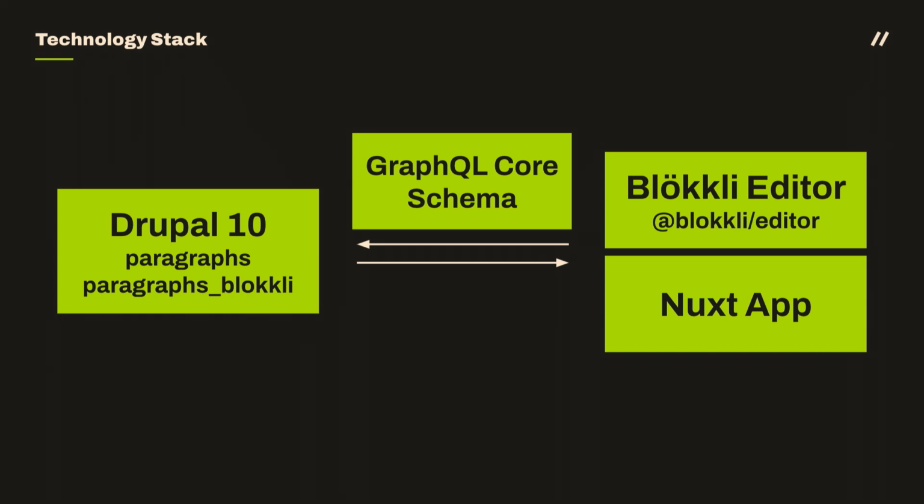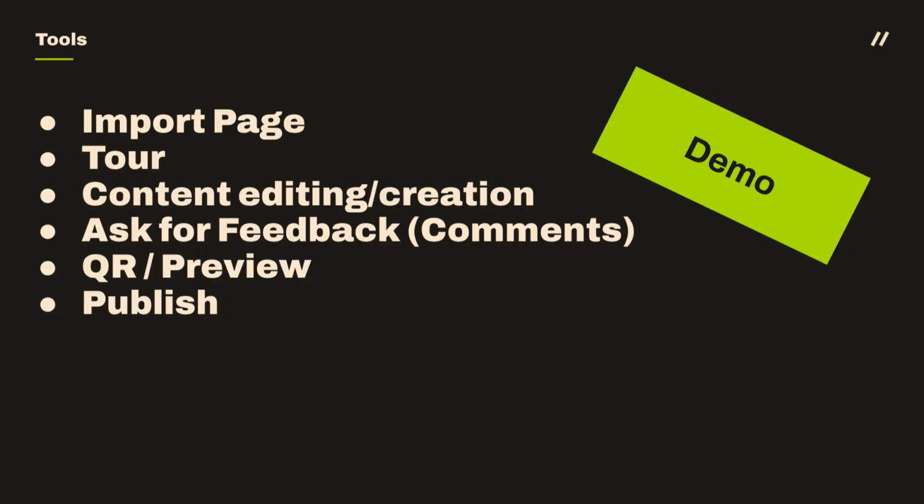A little bit of background about the tech stack that we used. We have Drupal 10 as the backend. We use the paragraphs module and the paragraphs Blöckle module to enable the editor. And we have a fully headless setup. So we have a Nuxt app that delivers the whole content and the whole front end. And we have the Blöckle editor that enables this front end experience for the editors. We use the GraphQL core schema module to make development easier and to manage the whole communication.